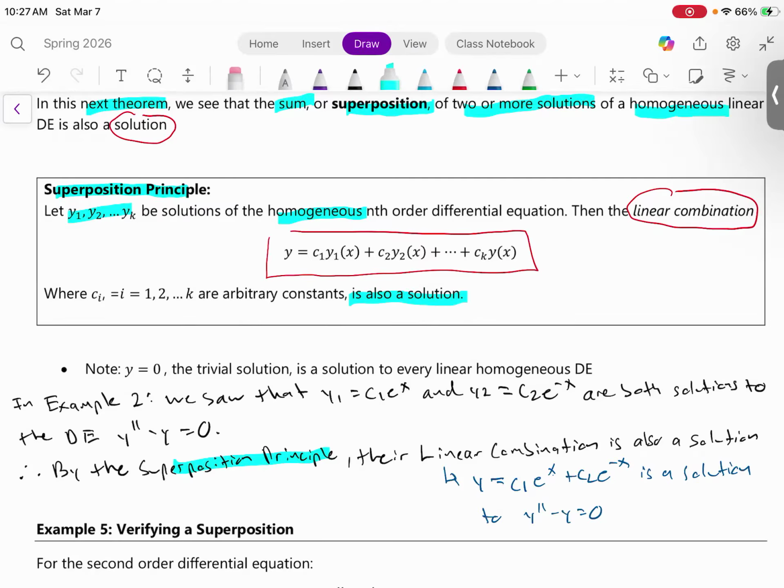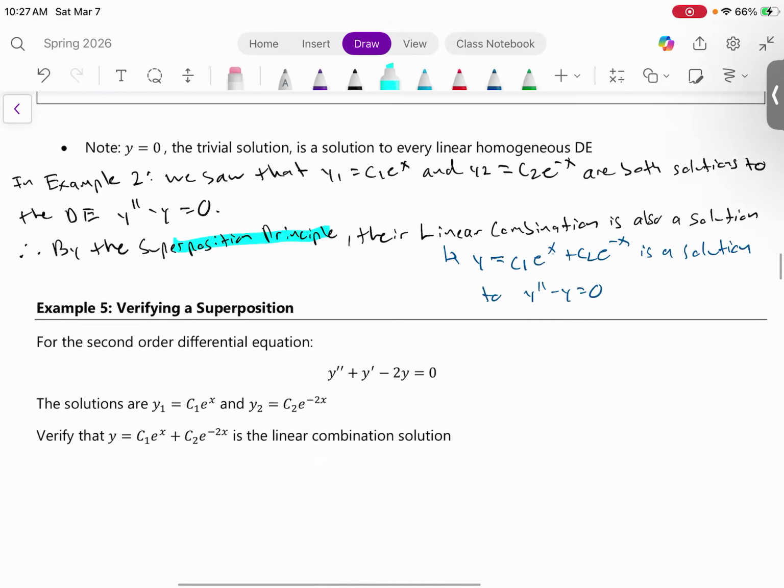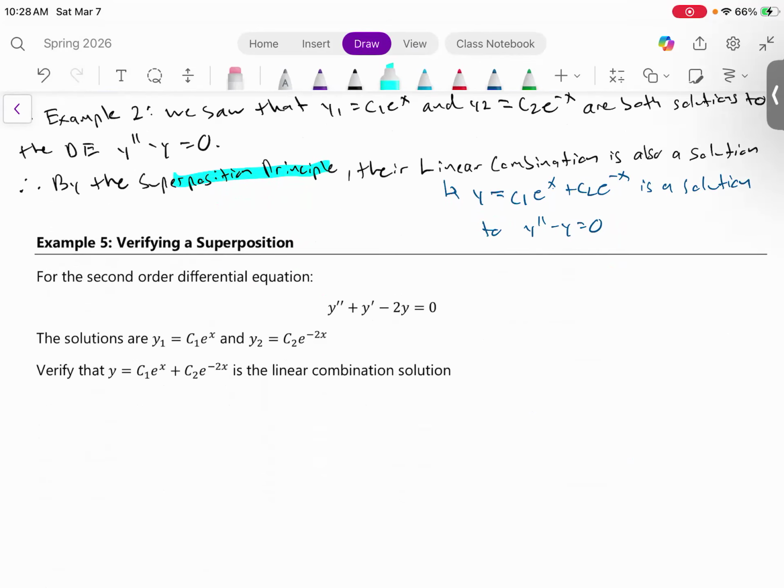Let's go ahead and try this out with an example. Let's verify a superposition. We're given the second order homogeneous differential equation y double prime plus y prime minus 2y equals 0, and we're given the solutions y1 equals c1 e to the x and y2 equals c2 e to the negative 2x. We want to verify that their linear combination, their sum, is a solution.